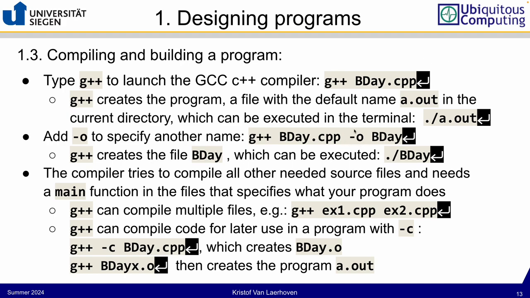As an option for this command, you can use the minus o option and then create a particular file with a particular name. And then you can execute this file. In a graphical environment, you would double click that executable to execute it. In a command line, you just press enter after mentioning the executable, and that's it. And like that, you can create your code step by step.